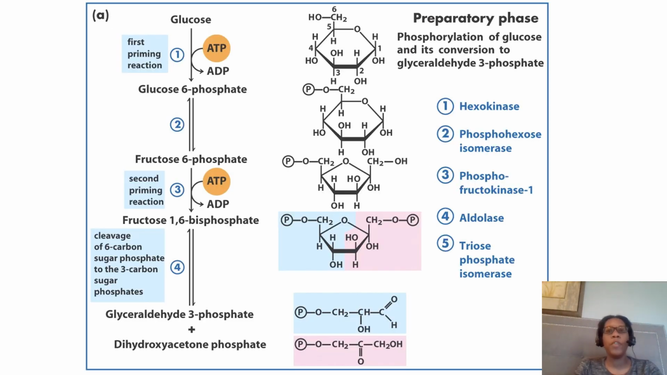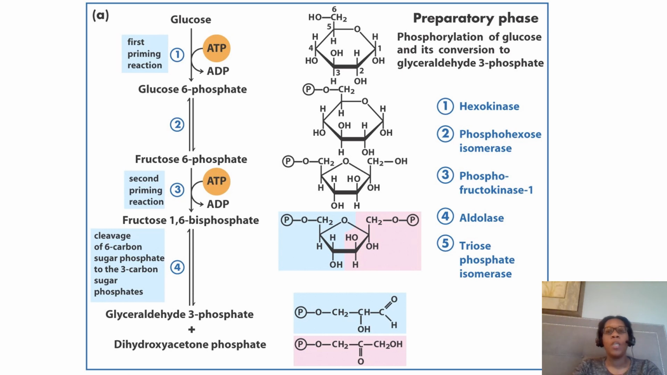Let's start with a review of glycolysis. Remember that glycolysis comes in two phases: the preparatory phase, in which we use ATP, and then the payoff phase, in which we gain back 4 molecules of ATP and 2 molecules of NADH. I like to memorize by memorizing the enzymes involved in glycolysis: hexokinase, phosphohexose isomerase, phosphofructokinase 1, aldolase, and triose phosphate isomerase.